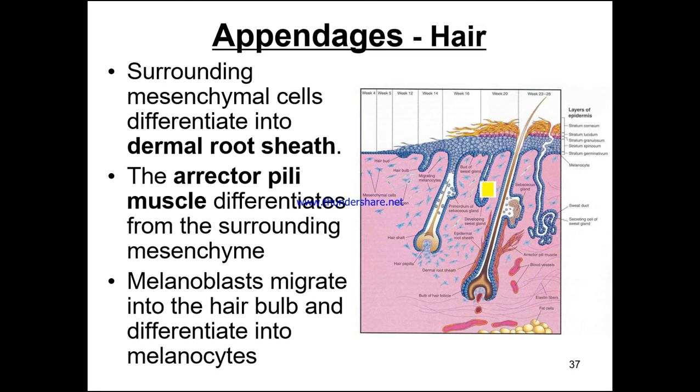Surrounding mesenchymal cells differentiate into the dermal root sheath. The erector pili muscles differentiate from the surrounding mesenchyme, and melanoblasts migrate into the hair bulb and differentiate into melanocytes. And so here we can just see the different stages: week 4, week 5, week 12, week 14, week 16, week 20, week 23 to 28. You can see this complete communication.